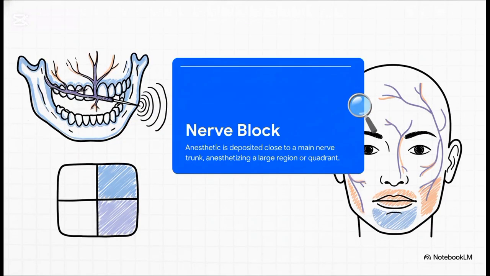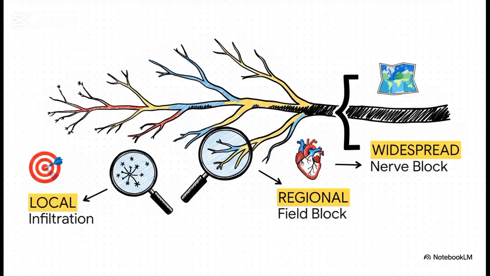And that brings us to the heavy hitter, the nerve block. With a nerve block, the whole goal is to numb an entire region. You do this by depositing your solution way back, close to a main nerve trunk, often pretty far from where you're actually working. This is how you can get an entire quadrant of the mouth profoundly numb, which is absolutely essential for bigger procedures.